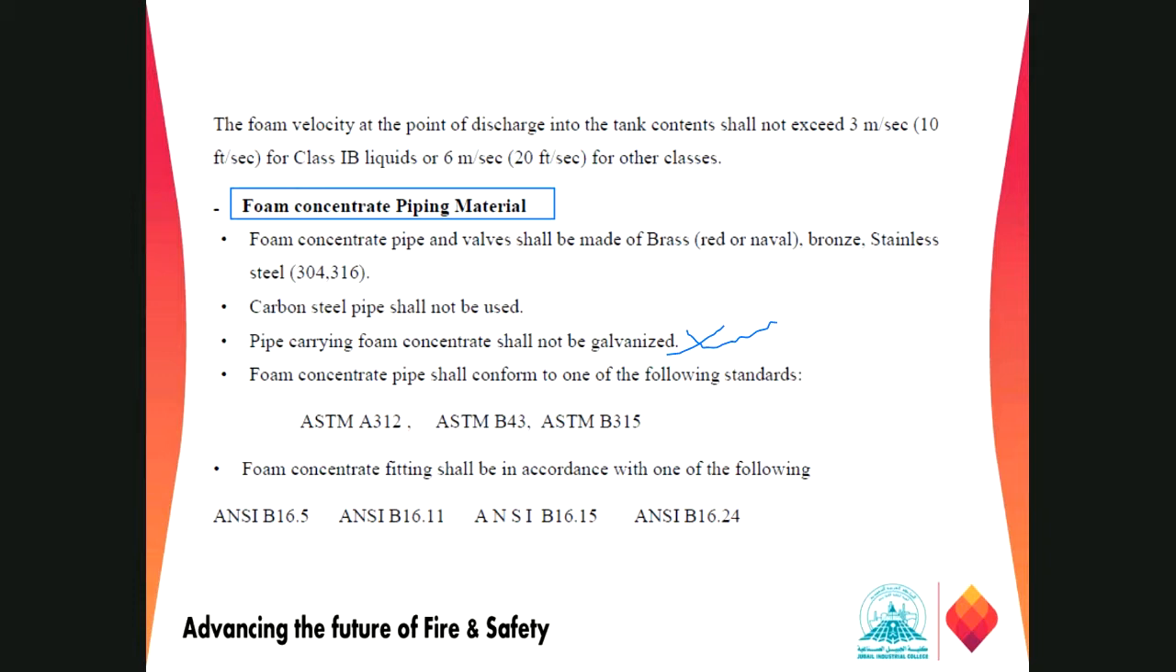So the piping for the foam concentrate shall be manufactured as per American Society for Testing and Materials ASTM A312, B43 or B315. These are the requirements for them. And the fittings will be as per the requirements given below: ASME B16.5, B16.11, and B16.15 and B16.24. These are the types of fittings, maybe threaded, welded, or flange type.